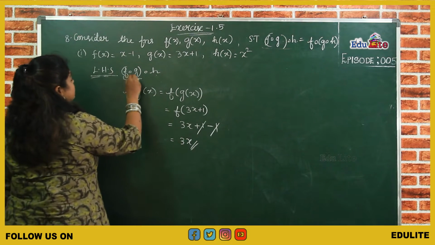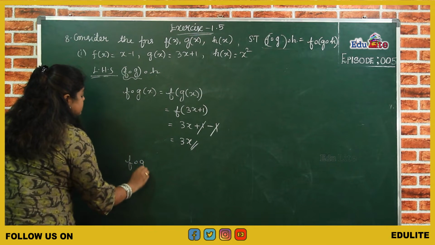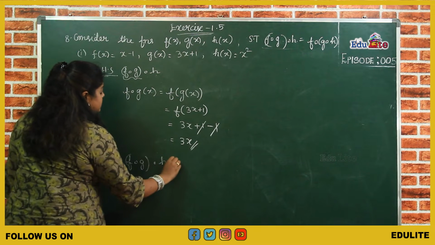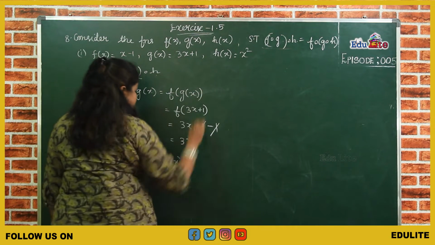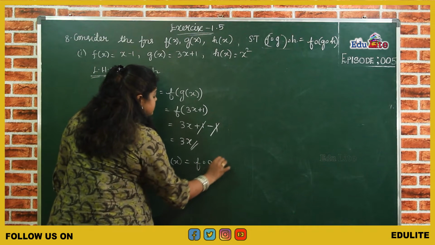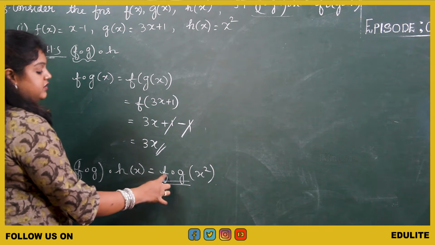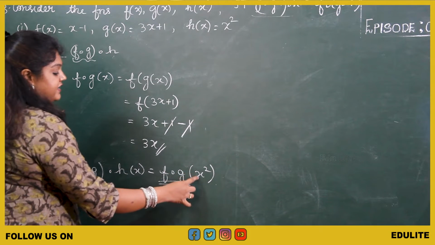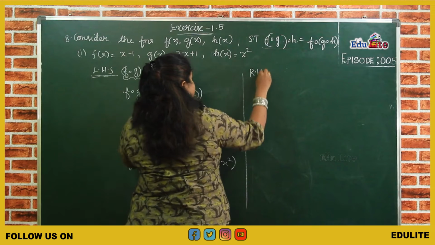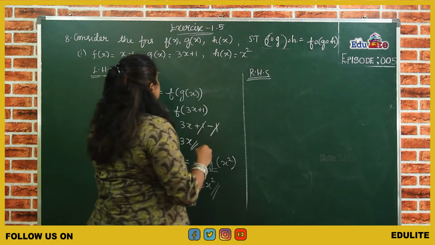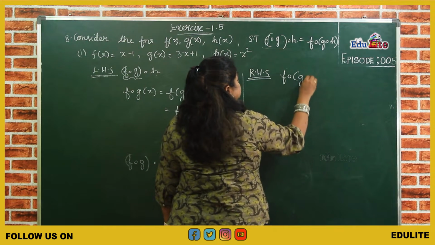Now what we have to do is we have to find f composite g composite h. We know the value of h of x as x squared. F composite g of x squared. Now what we have to do is we have to use the function f composite g. In place of x we have to substitute x squared. Therefore 3x squared.